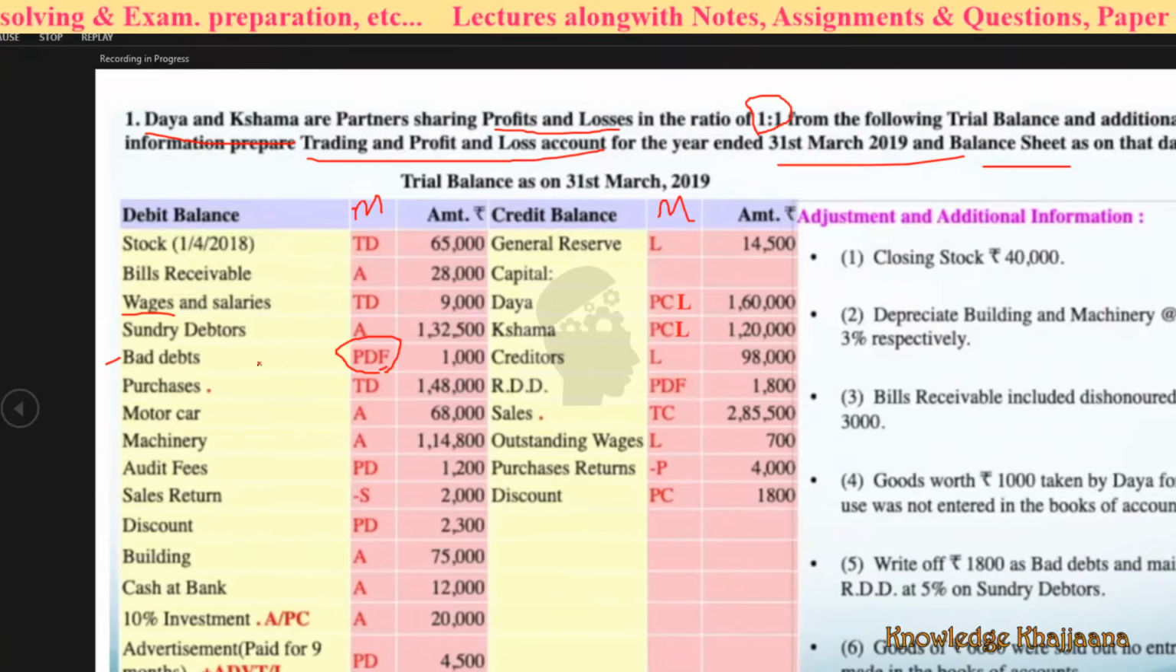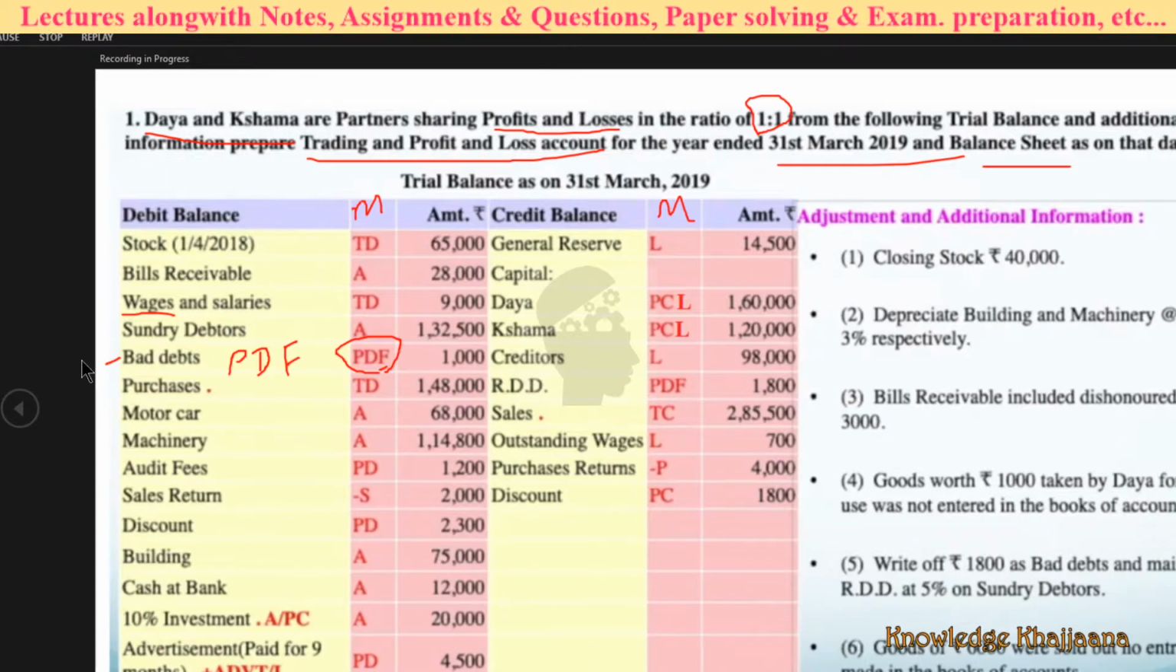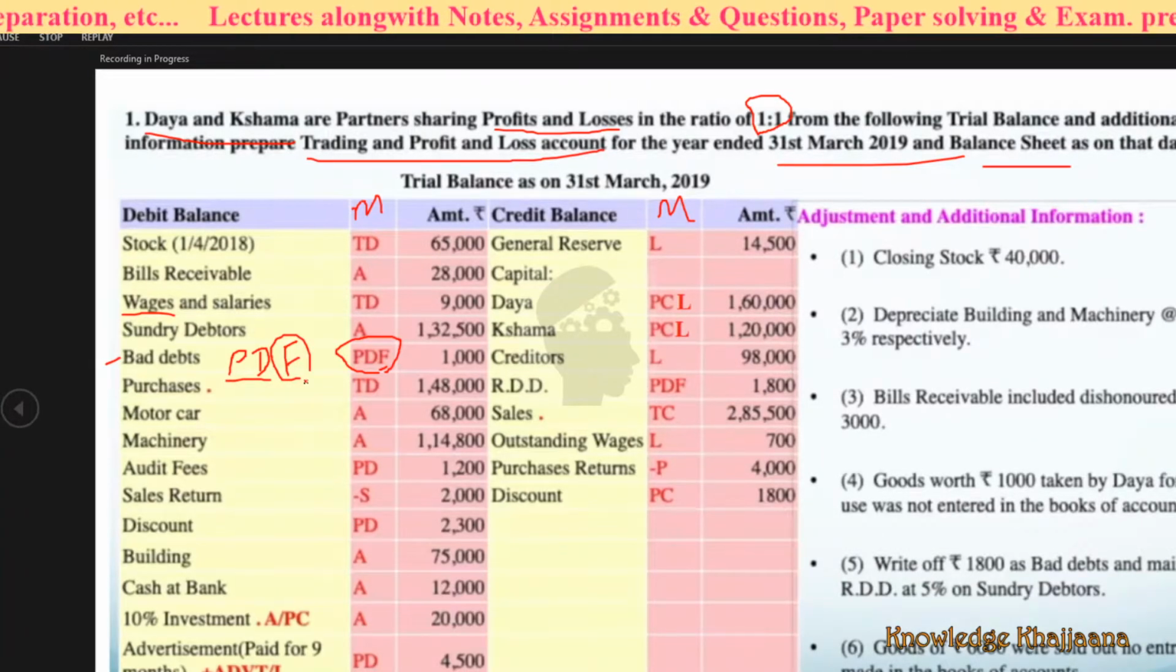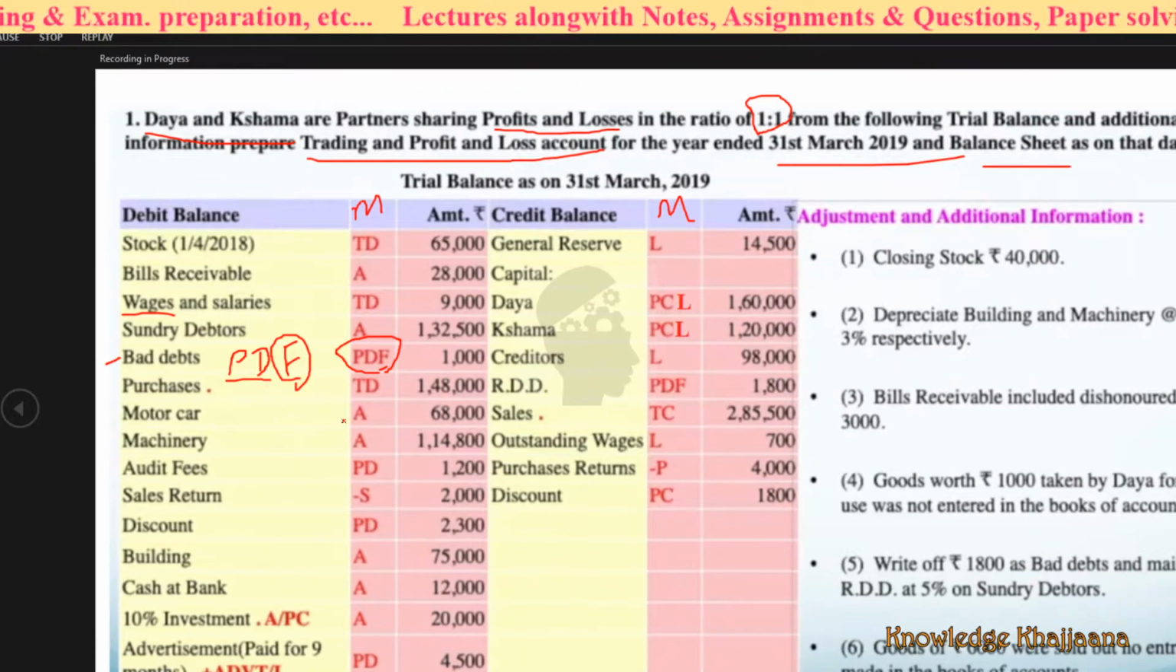F for formula, PDF means what? F for formula. Which formula? The formula of bad debts, where we have to record profit and loss account debit side as per the formula. Okay, then purchases will go to the trading account, debit side. Motor car, asset. Machinery, asset.